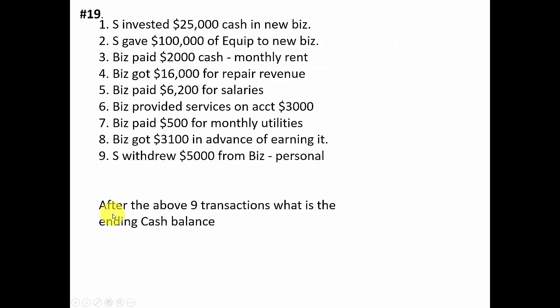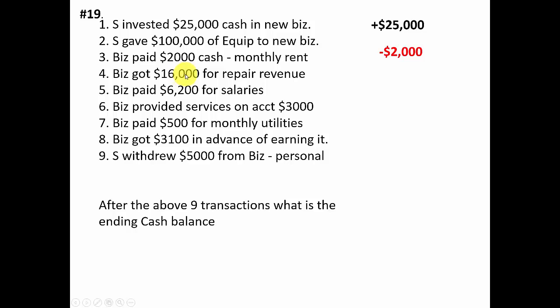Number 19. We have 9 transactions, and we want to know what is the ending cash balance. So let's go through here and see which one of these things affect cash and by how much. The first one, invested $25,000 cash. That increases cash by $25,000. We gave $100,000 to the business. That has no effect on cash. We paid $2,000 cash monthly rent. That decreases cash by $2,000.